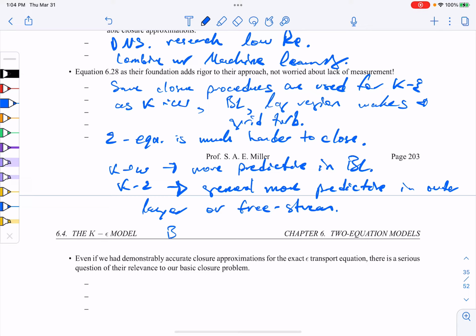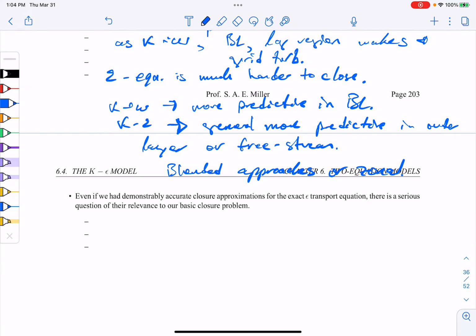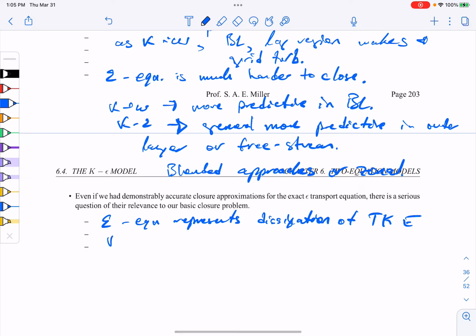So they said, well, why not try and take advantages from one equation and the other and somehow combine them? And those were called blended approaches, or zonal. So those are ones we want to kind of look at. As far as closure, we know that the epsilon equation represents dissipation of TKE. And as I mentioned, it's very difficult to close, but I've already mentioned that.